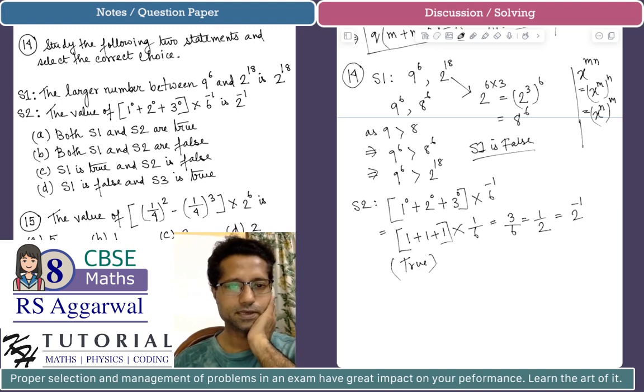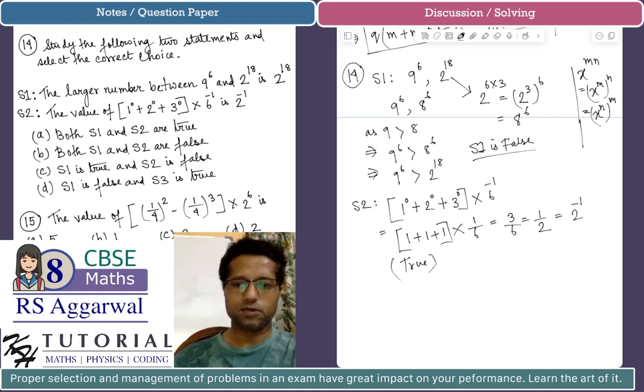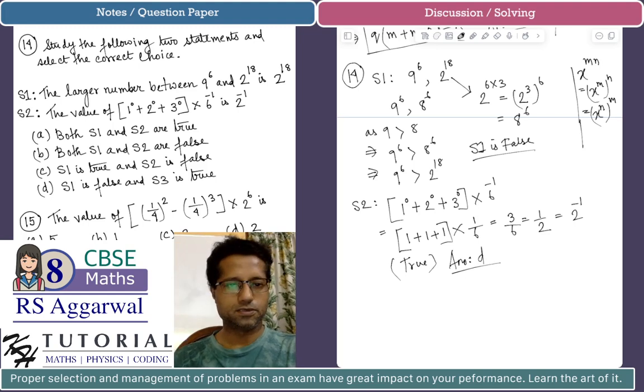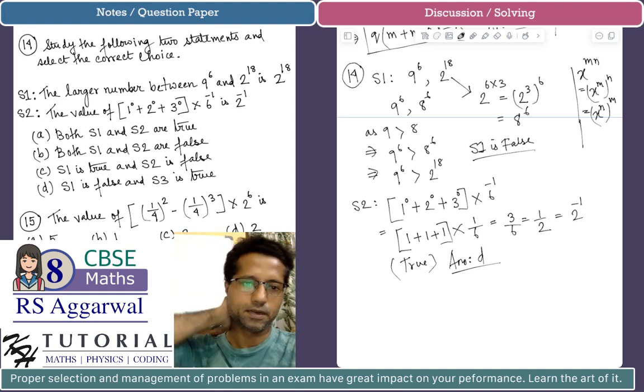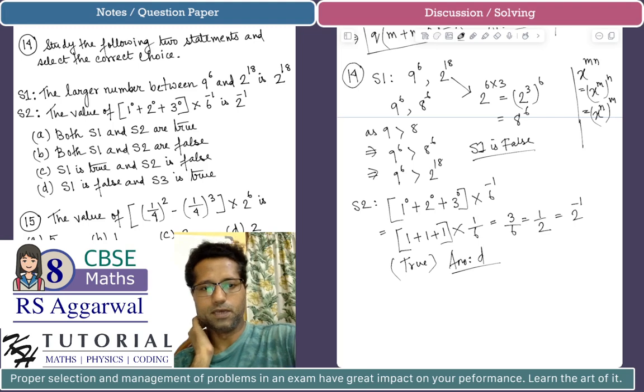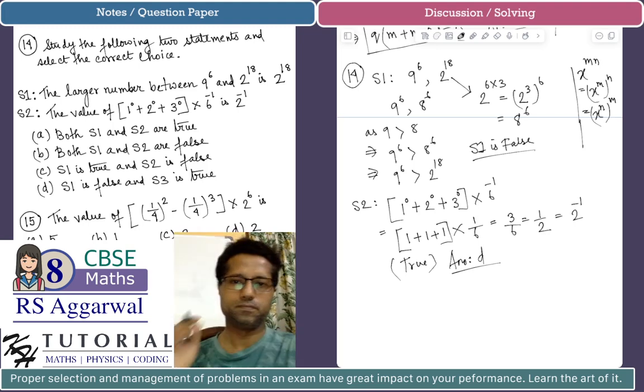In choice D, it is saying S1 is false and S3 is true. It should be choice D. Actually, the answer is choice D, but I have wrongly written it. Choice D should be S1 is false and S2 is true. Choice C is S1 is true and S2 is false. No, that is wrong. Choice B is both are false and choice A is both are true. No, choice D should be the correct choice, but it is written incorrectly. It should be S1 is false and S2 is true. Okay.